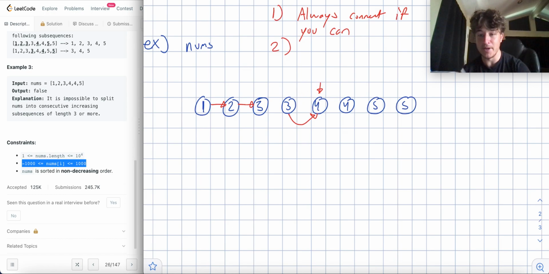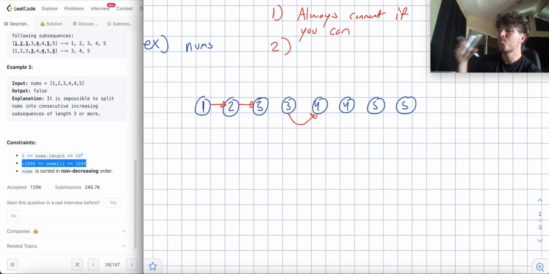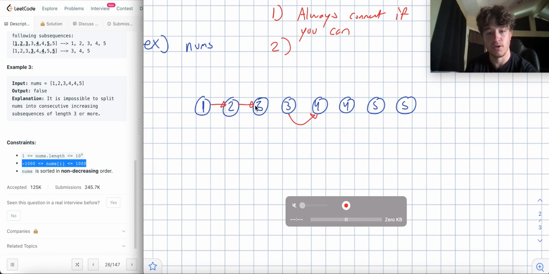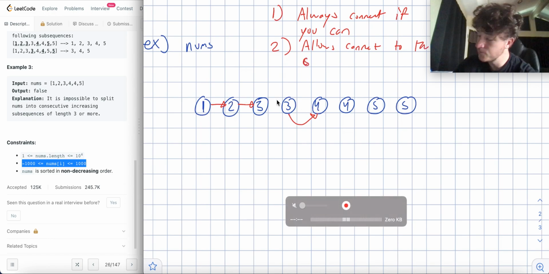If I can connect to somebody, I should probably connect to the person with the least number of connections because that person needs me more than the other person does. So I'm going to connect to this 3 because I need this 3. This 3 needs me more than the other 3 does. Okay? So I guess the thing here is always connect to the shortest chain. And what I mean by chain is, right, this is kind of like chained together.